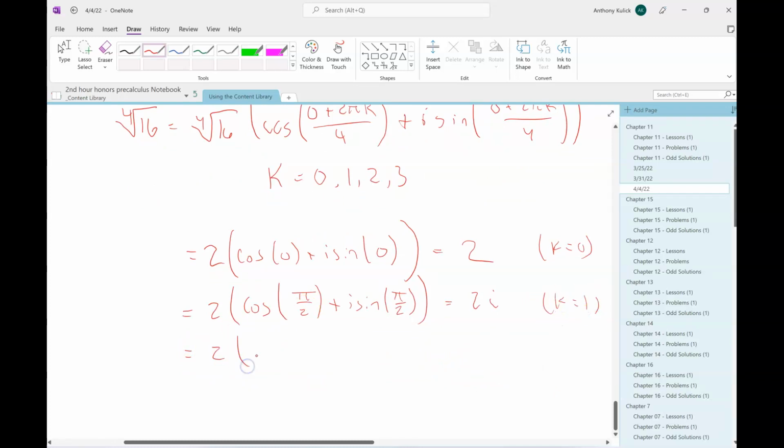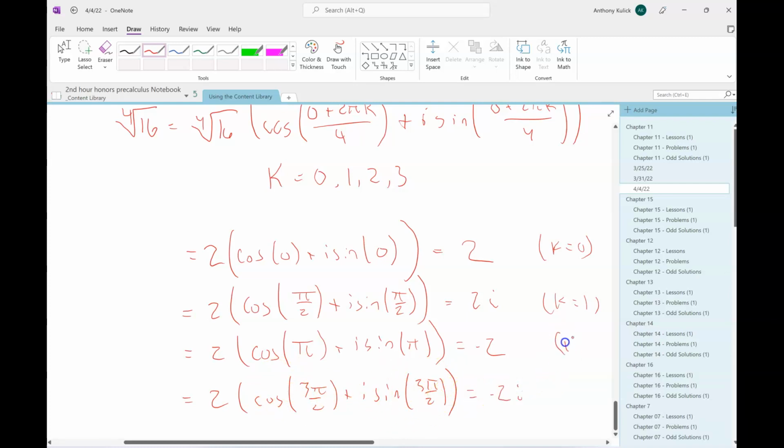When k equals 2, I'm going to have cosine of pi plus I sine pi. There, cosine of pi is -1, sine of pi is 0, so I end up with -2. And then last one, cosine of 3 pi over 2 plus I sine 3 pi over 2. Here, cosine 3 pi over 2 is 0. Sine 3 pi over 2 is -1, so I have -2i. Whoa! So these guys are my answers in standard form.